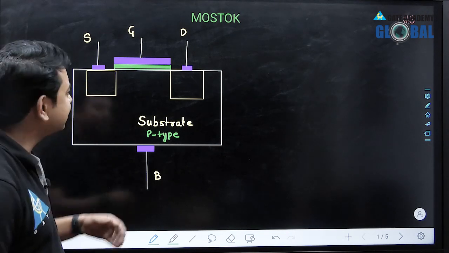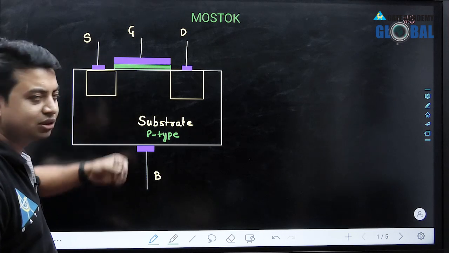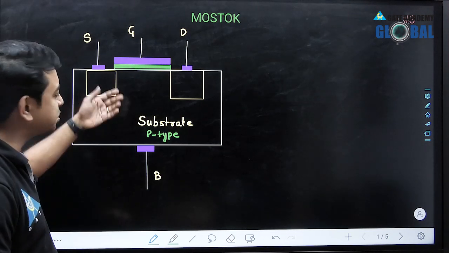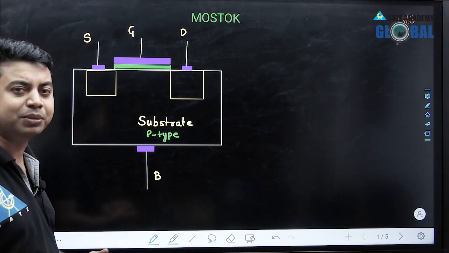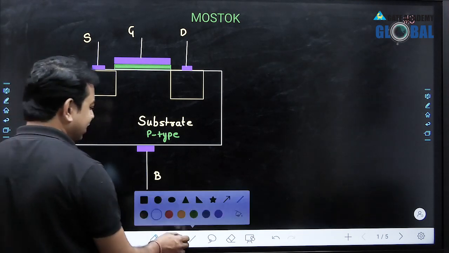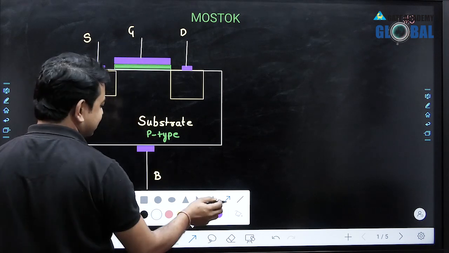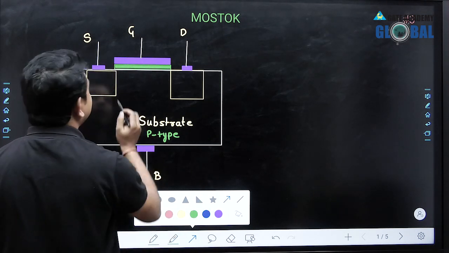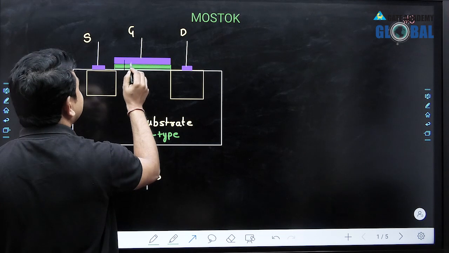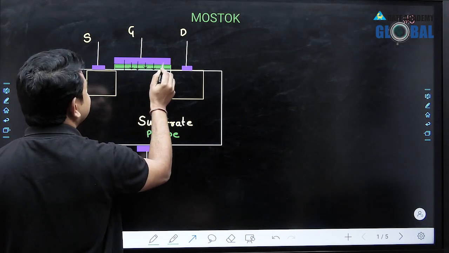The second layer is the silicon dioxide layer, and the first layer of the structure is metal. So it is called metal oxide semiconductor. We understood that there must be an electric field present in the vertical direction, directed from the metal towards the semiconductor, in this direction.